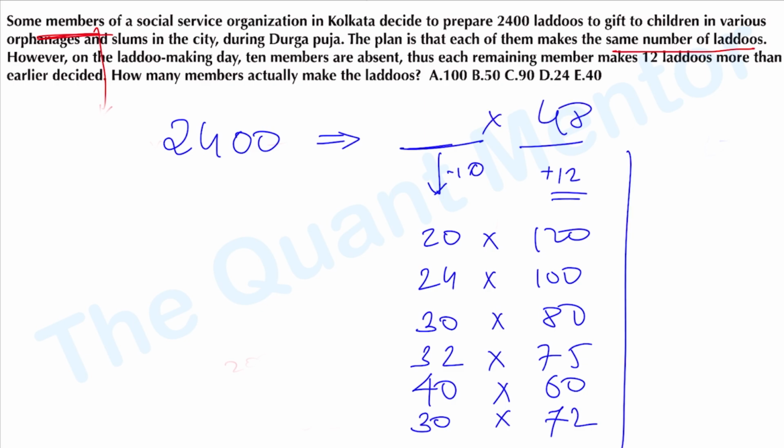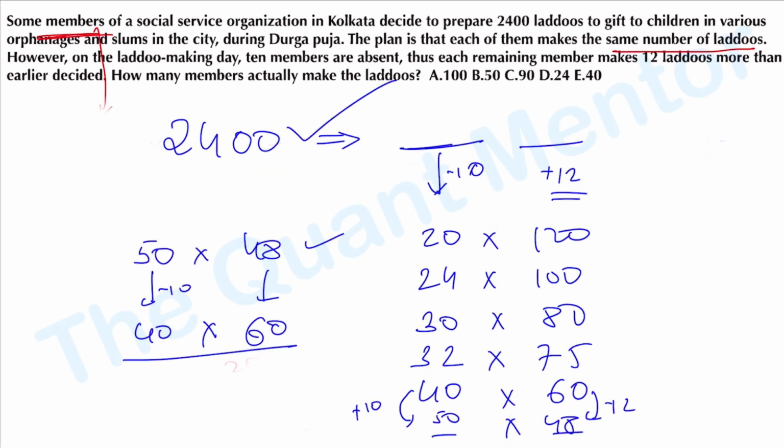48 on multiplying by 50 will make it 2400, and that clearly satisfies the given condition, right? 50, if you reduce by 10, you'll simply get 40, and 48 if you increase by 12, you'll get 60. The product is 2400. We have found our answer. Actual people working is 40, and that's option E.